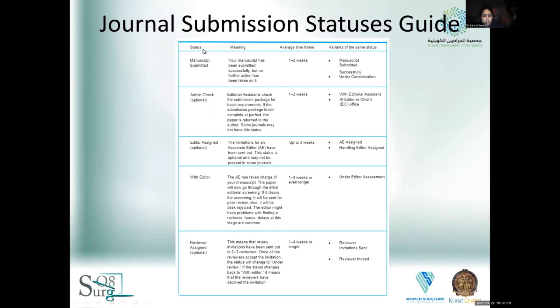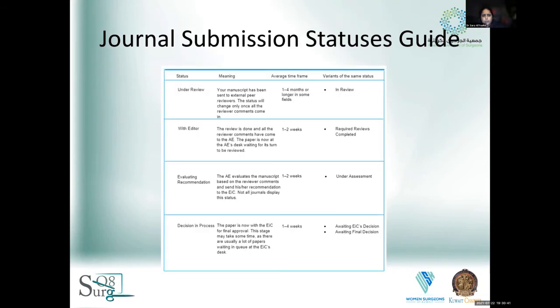So this is on the left-hand column, the status of your manuscript, and then what it means, and what the average time frame is. So manuscript submitted means you've submitted successfully, and this usually changes within 1 to 2 weeks in terms of status. I'm not going to read it, but it's there for you to refer to if you ever submit an article and you wonder, what does with editor mean? Okay, with editor means the review's done and it's going to get to you within a week or two. I found it helpful because sometimes your article is stuck in one of these boxes for weeks and it's confusing.